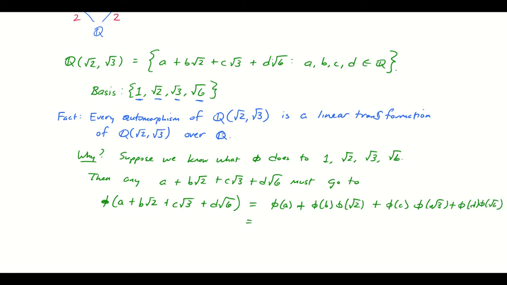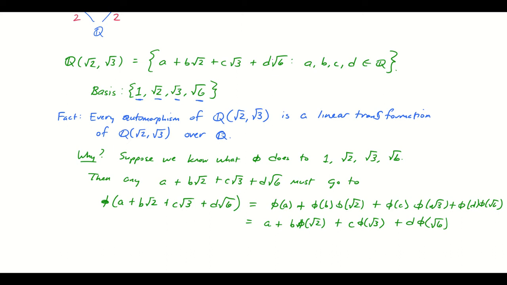Okay, and then I can further simplify that by saying, well, I know that we're assuming that all of our automorphisms fix every rational number. In fact, that's something that we know about automorphisms of a field extension of Q, is that they have to fix all the rationals. So phi of A has to be just A, because A is rational, B is rational, so this is just B, C is rational, so that's just C, and D is rational, so that's just D. Okay, so I have A plus B, phi of root 2, there we go, plus C, phi of root 3, plus D, phi of root 6, whatever those things are.